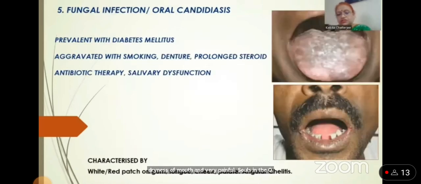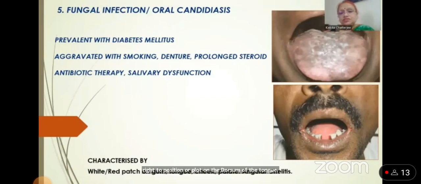Another important complication of diabetes mellitus is fungal infection. Mostly there is oral candidiasis. It is also very prevalent in diabetes mellitus. It is aggravated by smoking, use of dentures, prolonged steroid and antibiotic therapy, and salivary dysfunction. It is usually characterized by a dense, thick white deposition or plaque on the dorsum of the tongue, buccal mucosa, and palate.